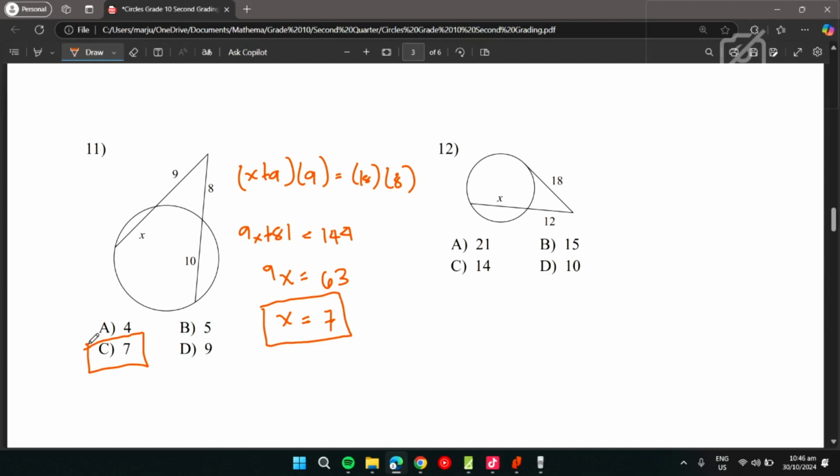Anong grade topic po ito? This is grade 10, circles. Alright? Again, this is grade 10, circles. Number 12, the last number. This is again a secant and a tangent.